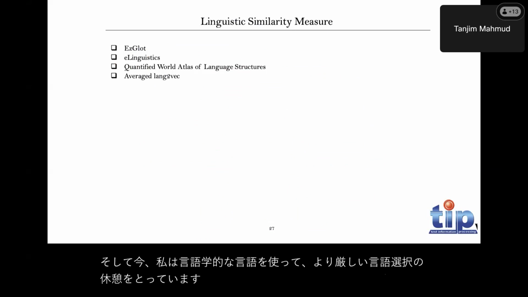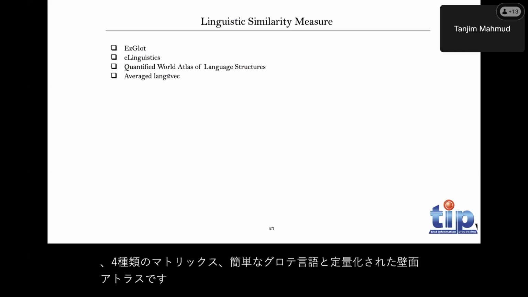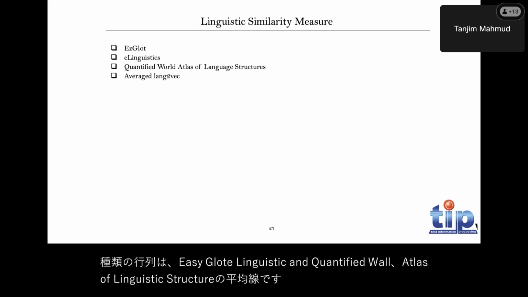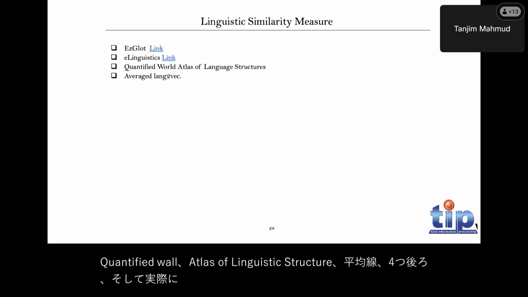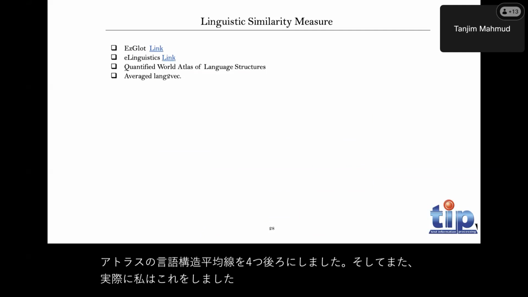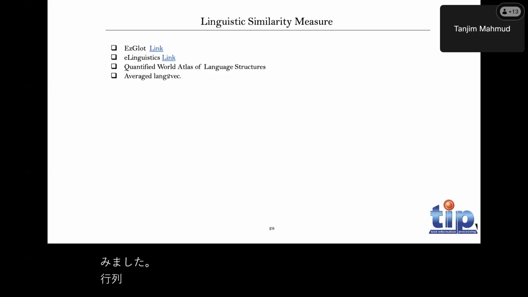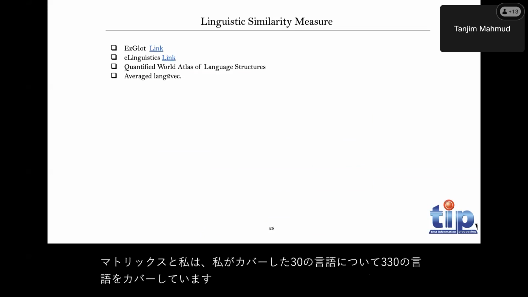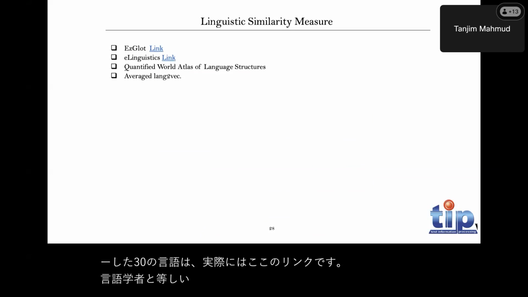Right now, I'm doing research on transfer language selection using the linguistic similarity method. I used 4 types of metrics: eLinguistics, URIEL, and the World Atlas of Language Structures, and calculated them, covering about 30 languages. The link is here.